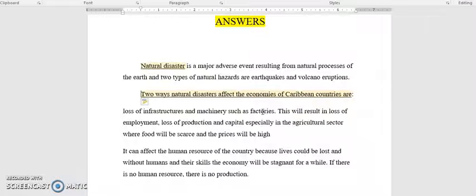Way 2. It can affect the human resource of the country because lives could be lost, and without humans and their skills, the economy will be stagnant for a while. So if there's no human resource, there can be no production. And before I move on to the next question, can you tell me what is human resource? Do you remember what the term human resource mean?